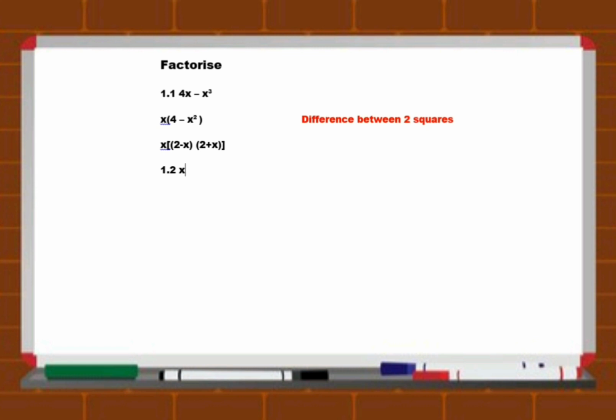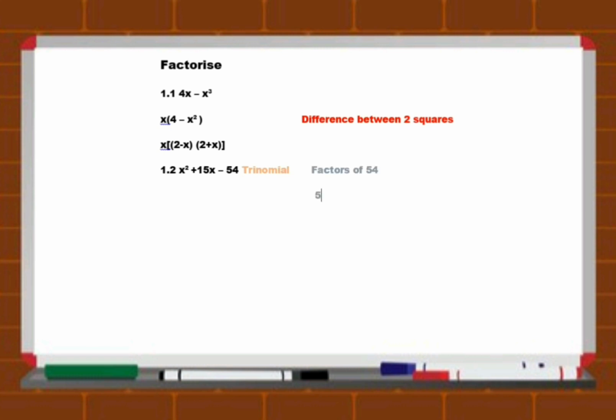And say x squared plus 15x minus 54. In this instance, what do you have to do here? You have to note that it is a trinomial. And if it's a trinomial, how do we attack this? First of all, you look for the factors of 54 such that the difference or the sum of them will give you 15. What are the factors of 54?